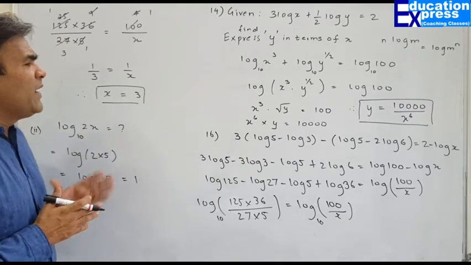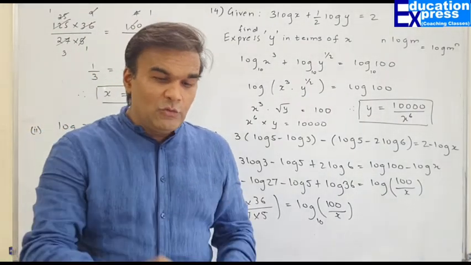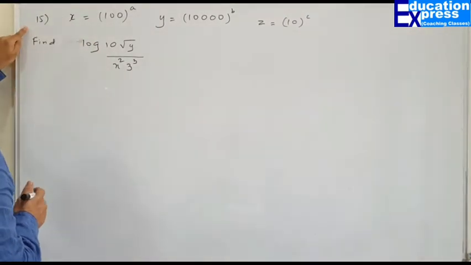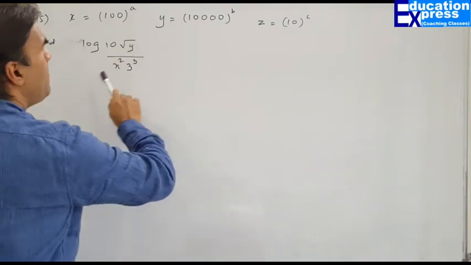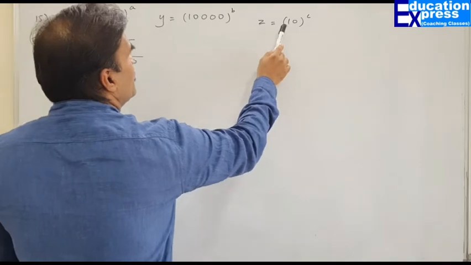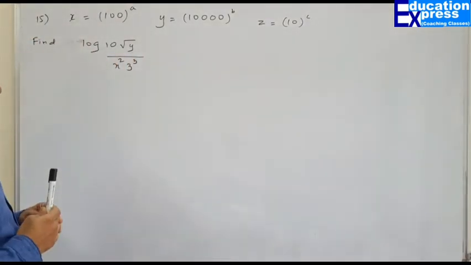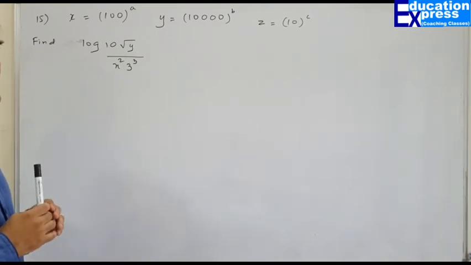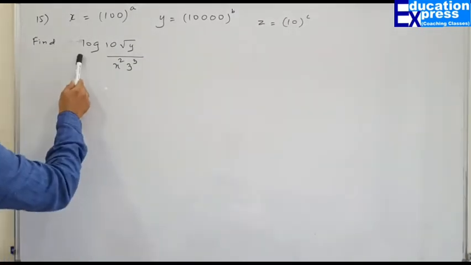With this, I guess we are left with only one question, that is question number 15, and let's do now question number 15. So my dear friends, question number 15, it's given that x equals to 100 raised to a, y equals to 10,000 raised to b, and z equals to 10 raised to c. At the face of it, the question seems to be bit difficult and complex, but trust me guys, it's a very simple question. You have to focus on what we have to find. We have to find this.